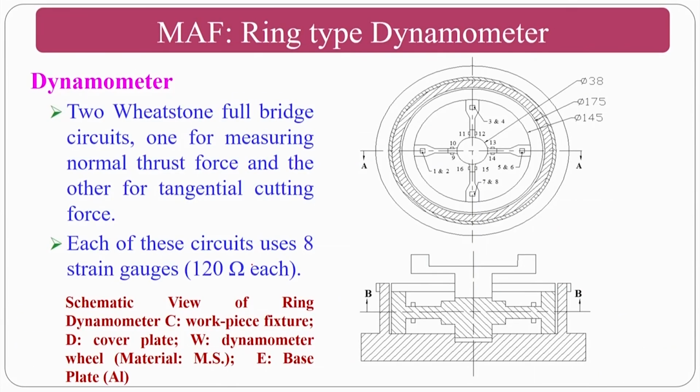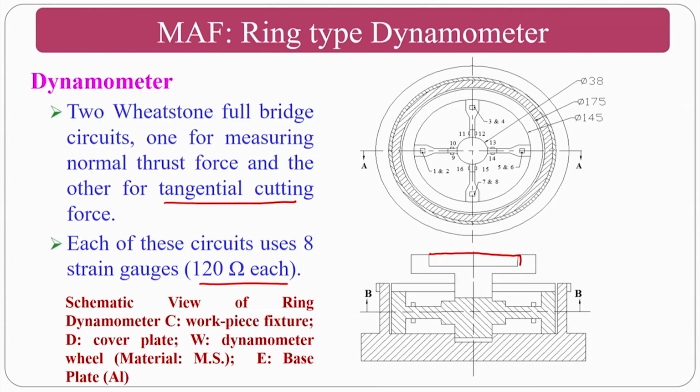As I said, the dynamometer is also used here. The dynamometer is a ring type dynamometer with 2 Wheatstone full bridge circuits, one measuring the normal thrust force and another measuring the tangential cutting force. This circuit has 8 strain gauges. So you can place the workpiece and measure the forces. This may be ring type, or a normal strain gauge type also.